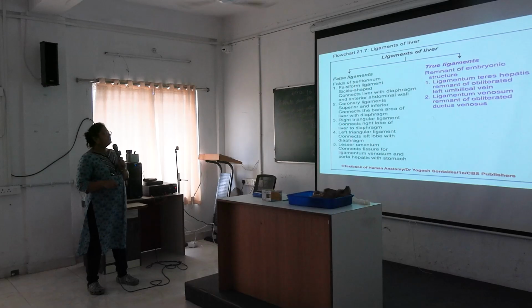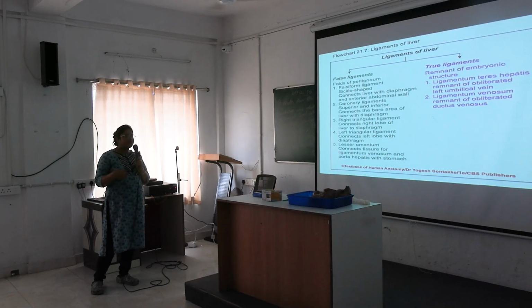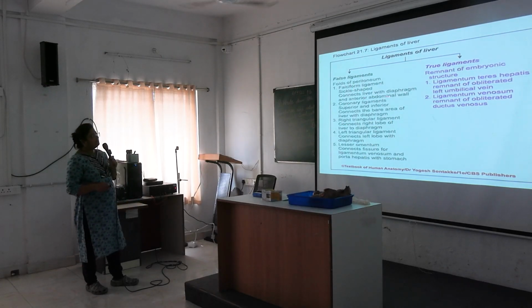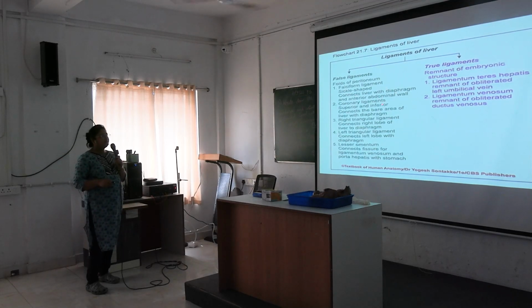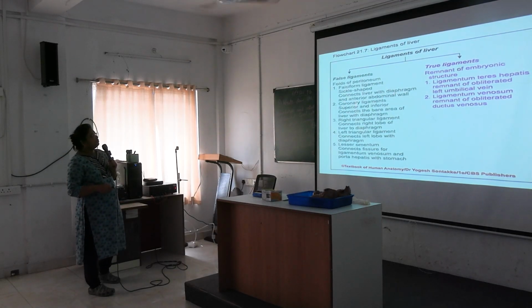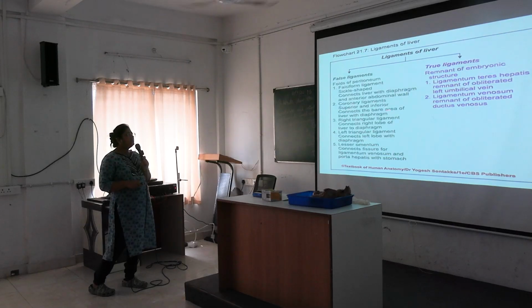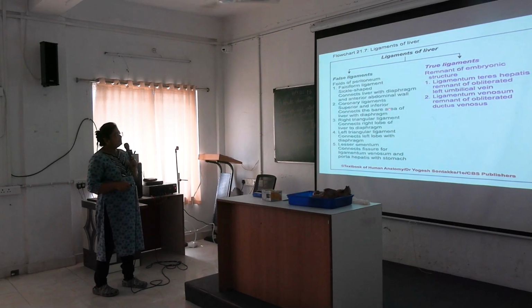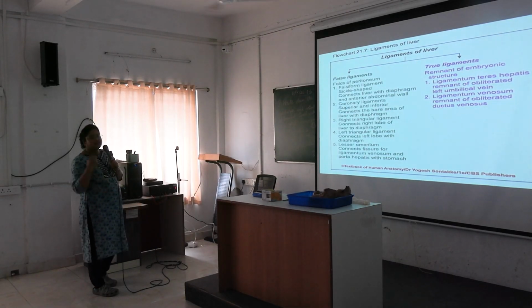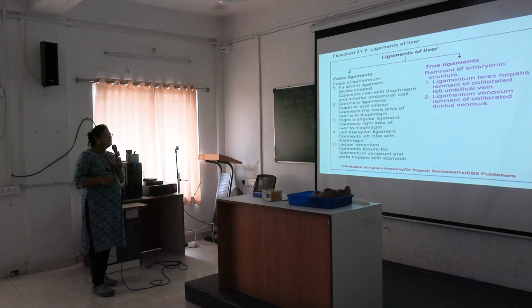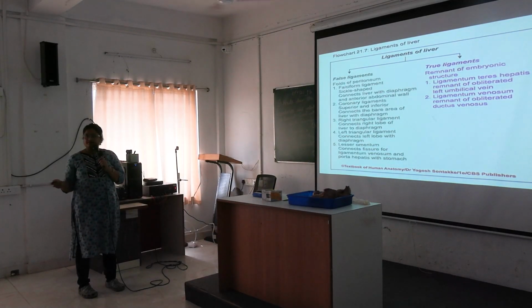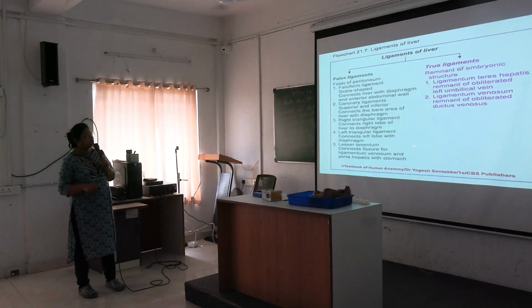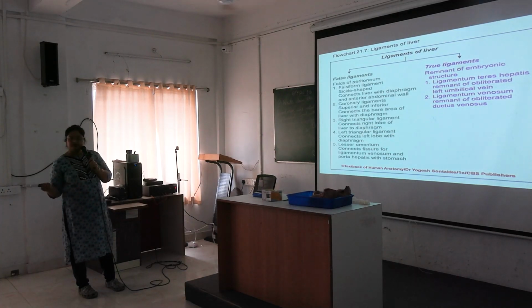And the false ligament, the extents have been written. First is falciform ligament. It is sickle shaped, connects the liver with the diaphragm and anterior abdominal wall. Coronary ligaments, it has superior and inferior layer, connects the bare area of liver with the diaphragm. And right triangular ligament connects the right lobe of liver to the diaphragm. Left triangular ligament connects left lobe of the liver to the diaphragm.